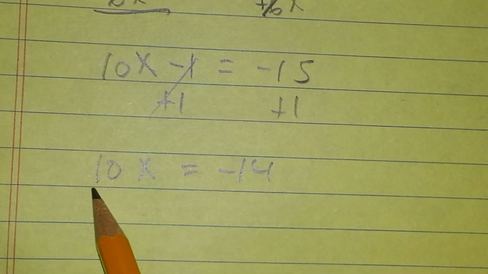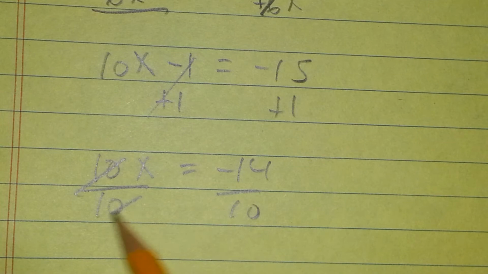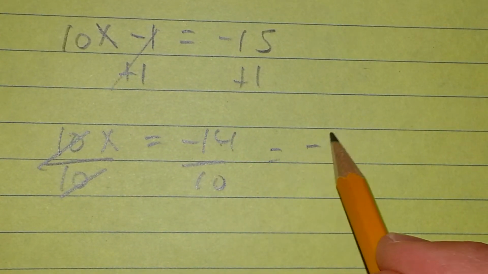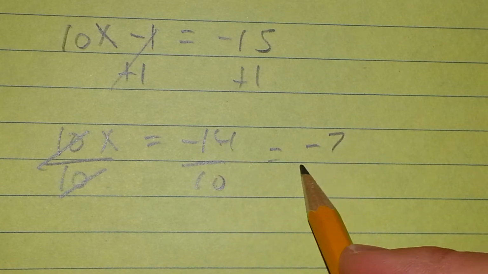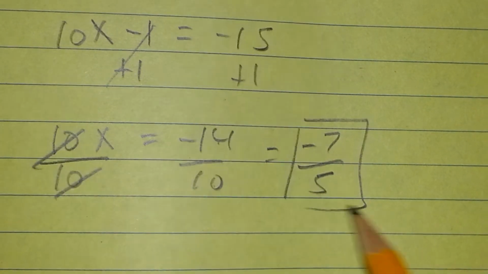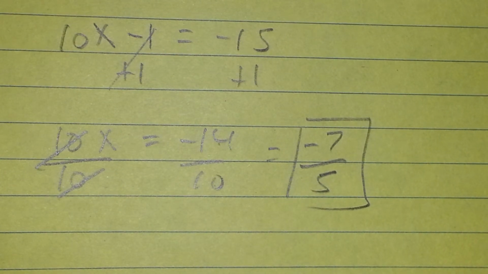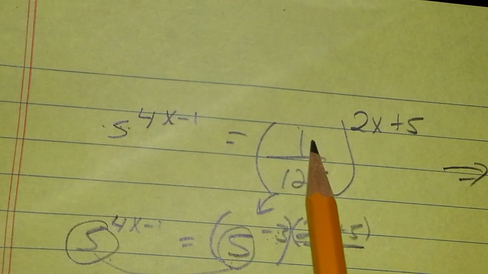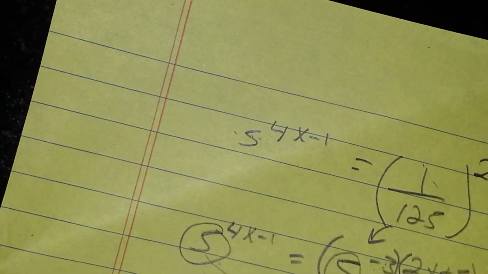The final step is divide both sides by 10. And x equals negative 14 over 10, or divide both sides by 2, negative 7/5. And that is our answer for x. That's solving for x. That's what we did: we created like bases. All right, let's do one more problem.